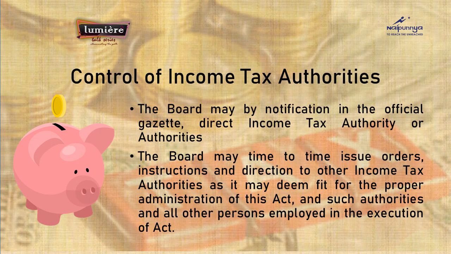Normally the income tax authorities are controlled by the central government and the Central Board of Direct Taxes, and the board may, by notification in the official gazette, direct an income tax authority or authorities. For this the board may issue orders and instructions to different income tax authorities, and they will also delegate some people for the proper execution of this Act. So that's all about the control of income tax authorities.